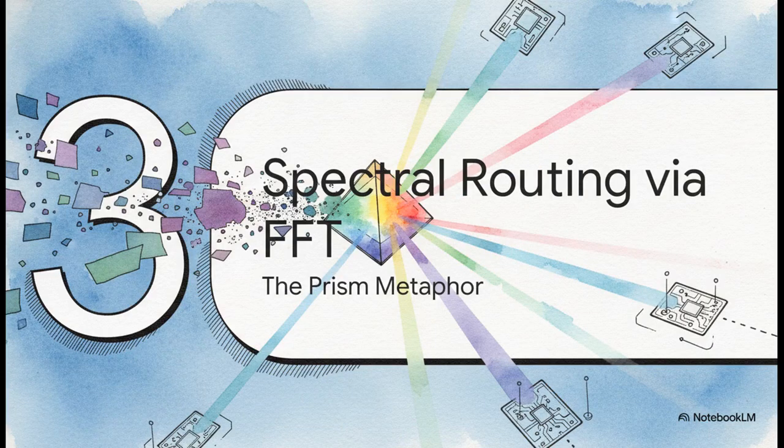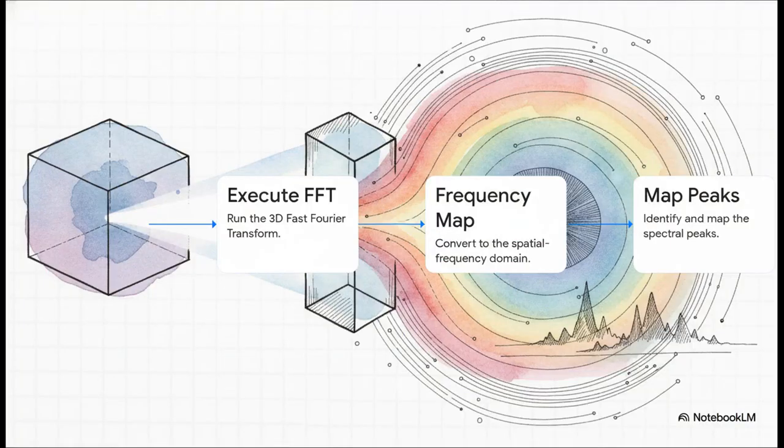Part 3, and this is a big one. Spectral routing via FFT, the prism metaphor. So how do we navigate this brand new physical space? Because we definitely don't want to rely on some clunky, slow LLM classifier acting as a middleman. This is where spectral routing comes in, and it's brilliant.